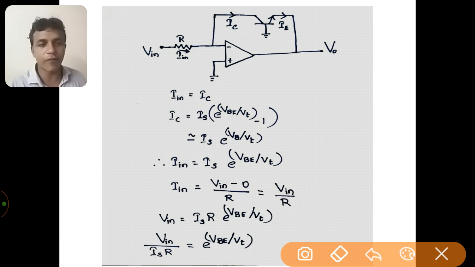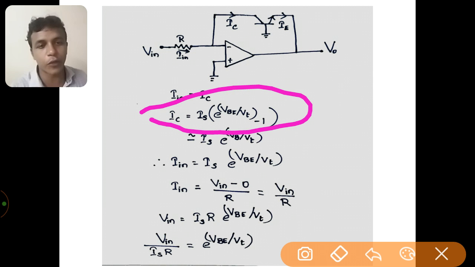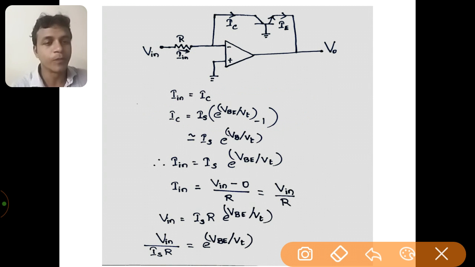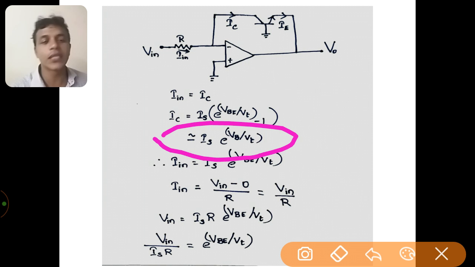From the equation of collector current, we write it as we did previously for the diode current. The collector current IC is equal to IS into exponent of VBE divided by VT minus 1. Here there is no dependence on the ideality factor. Again, exponent of VBE by VT is very, very large compared to 1, so this equation can be approximated as IC is approximately equal to IS into exponent of VBE divided by VT.